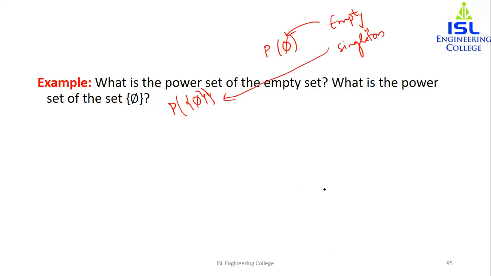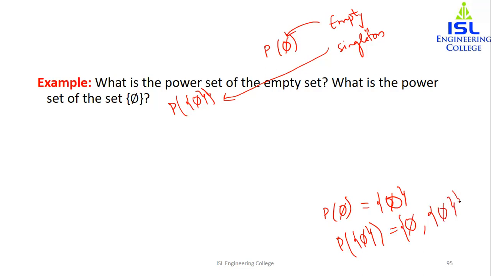Okay, now what is the power set of this? Let's do it over here. The power set of an empty set will be the singleton set {phi}. Okay, and the power set of the singleton set, it will have two subsets. One will be the empty set and the other will be the set itself.